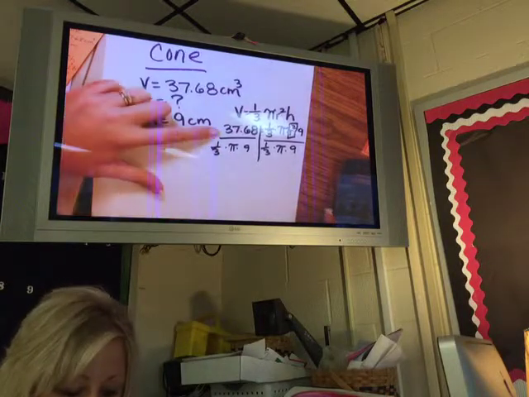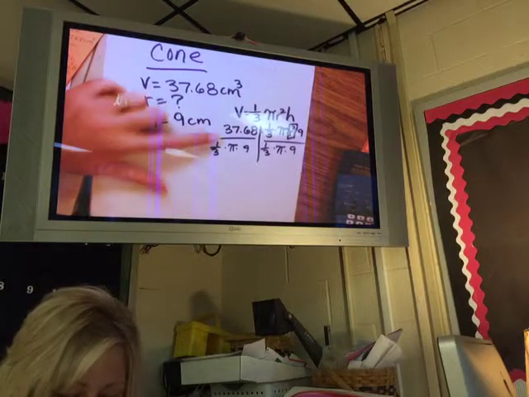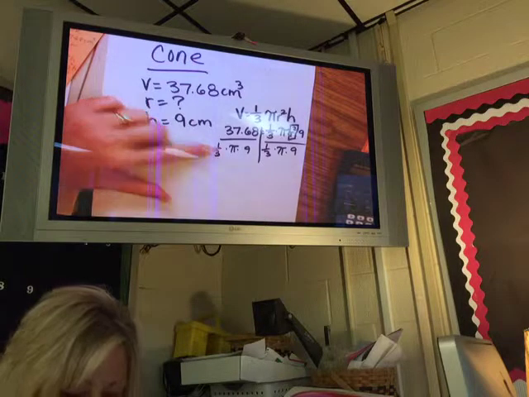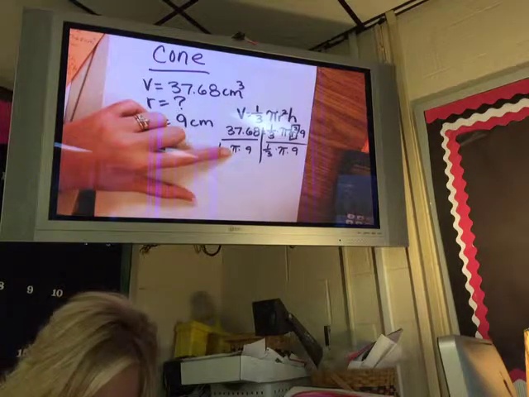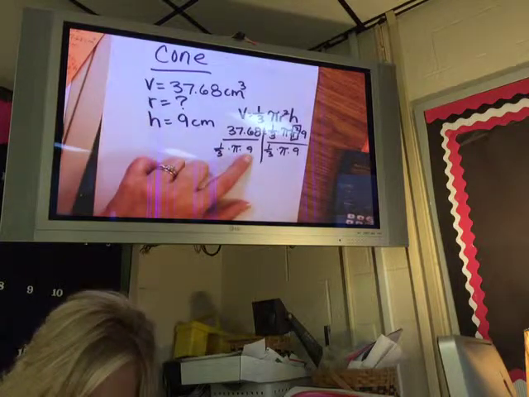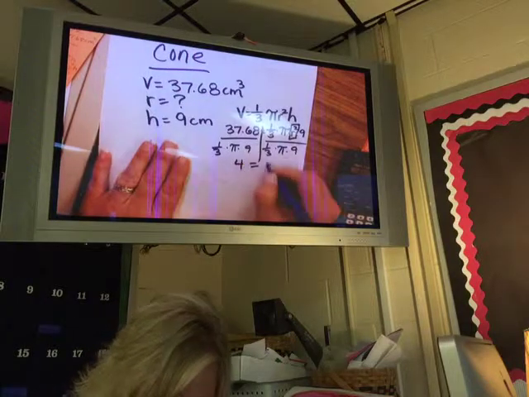Alright, let's see. Type this in. 37.68. We want to divide by 1/3. See what that equals. Divide by pi. See what that equals. Divide by 9. See what that equals. I have 4 equals r squared.